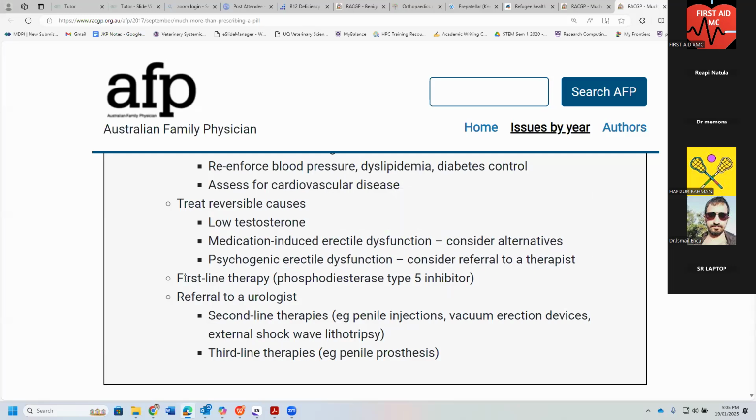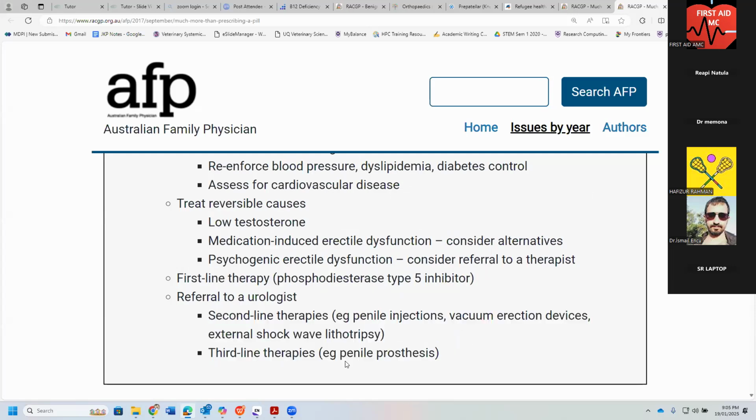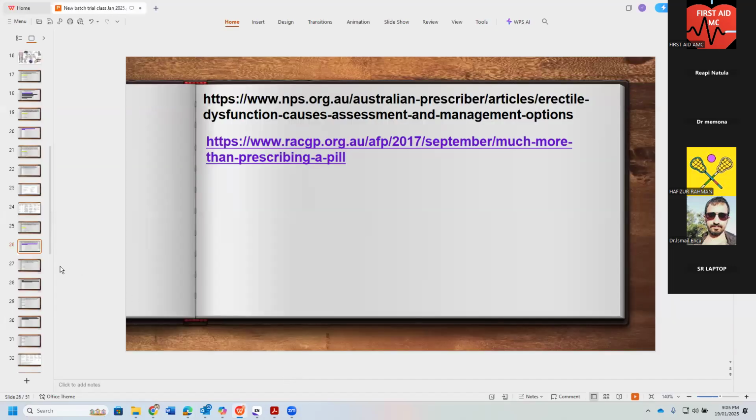to a therapist. After doing all of that, your first line medication should be a phosphodiesterase type 5 inhibitor, and then refer to a urologist for second line and third line therapies. Your job as a GP will not be to prescribe these two things. This will be the urologist's job. You will do the first line. If he's not getting better, then refer to the urologist. Clear, guys?